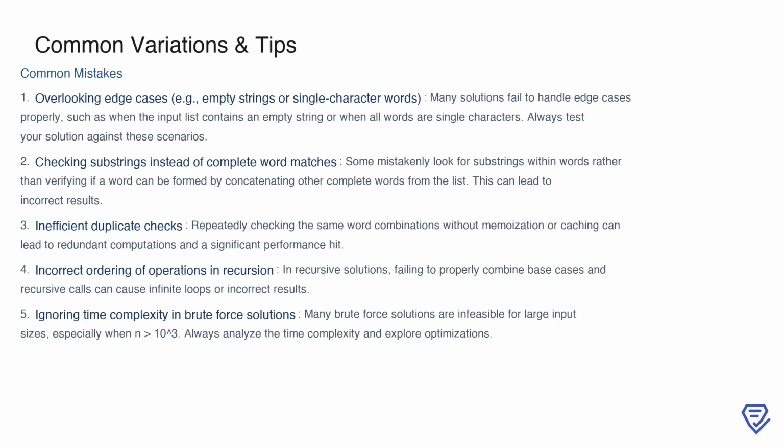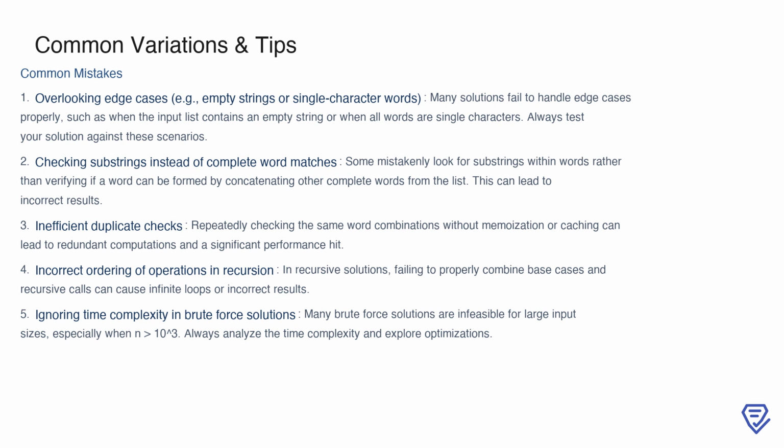When tackling the concatenated words problem, there are several common mistakes to watch out for. First, edge cases like empty strings or single-character words are often overlooked, but they can easily cause otherwise correct solutions to fail. Testing against these edge cases is a crucial step. Next, some solutions mistakenly check for substrings rather than ensuring that a word is formed by concatenating other complete words from the list. This subtle difference can lead to incorrect results if not handled properly.